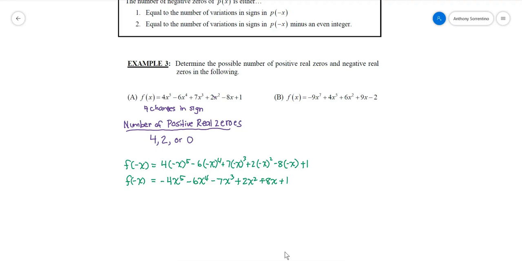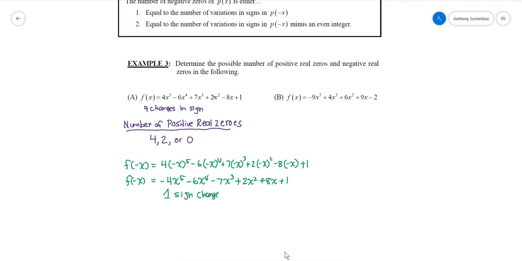And now I look at the variation, the sign changes in this. I go from a negative 4x to the fifth to a negative 6x to the fourth, no sign change. Going from the next term, no sign change. Going from the negative 7x to the third to the 2x squared, there's a sign change, so I have one sign change. And then the rest of them are positive. So here, I have one sign change.